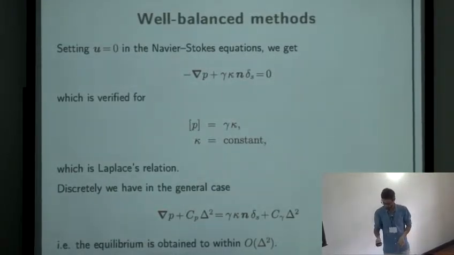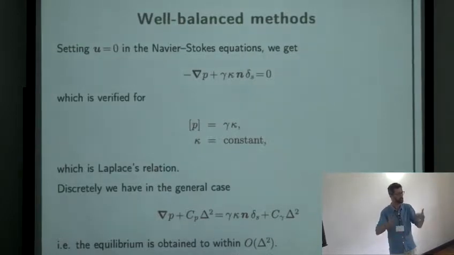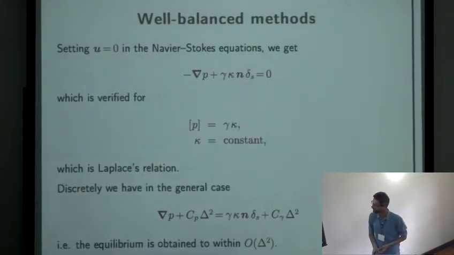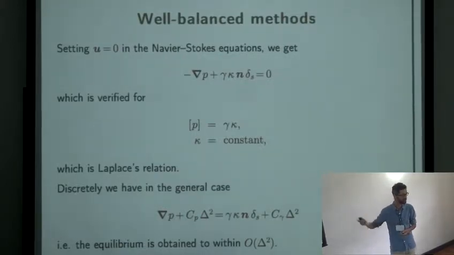So at equilibrium, essentially your Navier-Stokes equation reduces to the equation at the top, which you can think of as the Young-Laplace equation written in general form, right? Which is just that the gradient of the pressure should balance the surface tension term. So of course it's verified for the jump of P equal to gamma times the curvature, with a constant curvature. This is Laplace's balance for a circular drop.